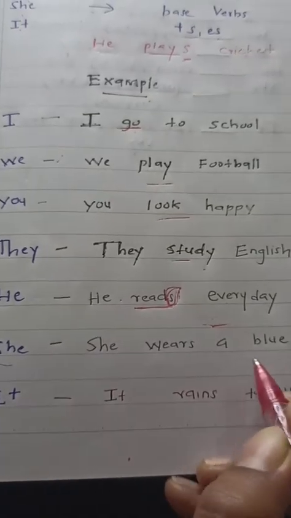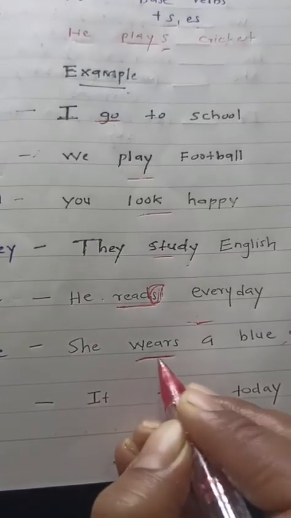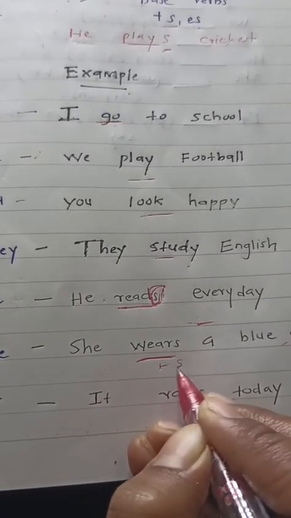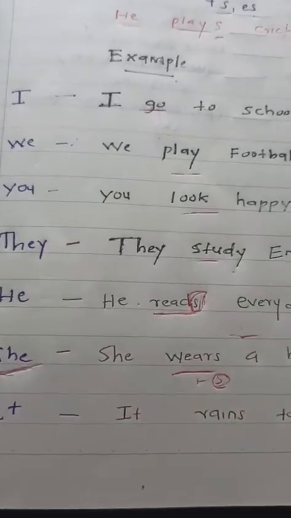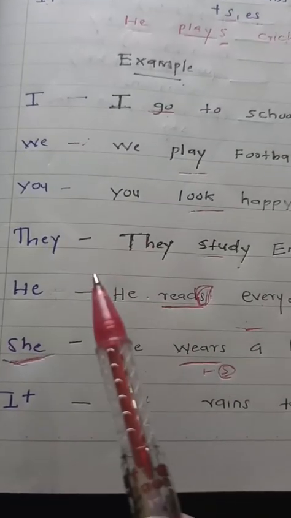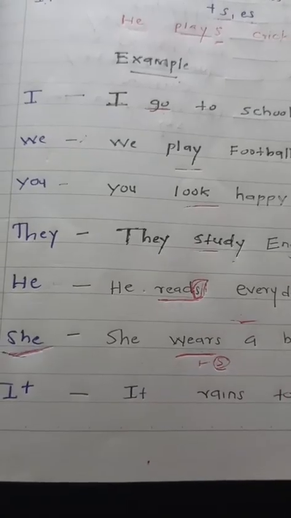She wears a blue dress. Wear changed to wears because the pronoun is she. So if the pronouns are he, she, it, s or es will be added.